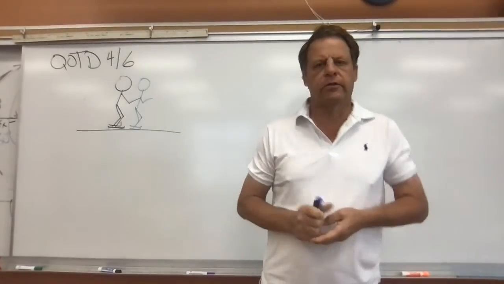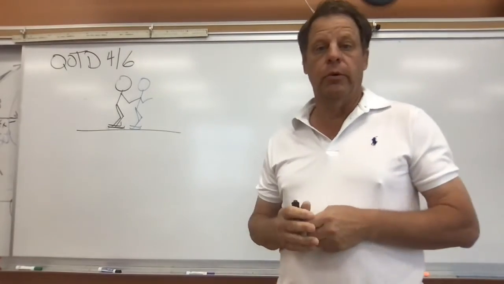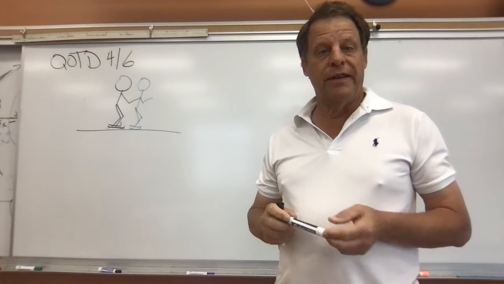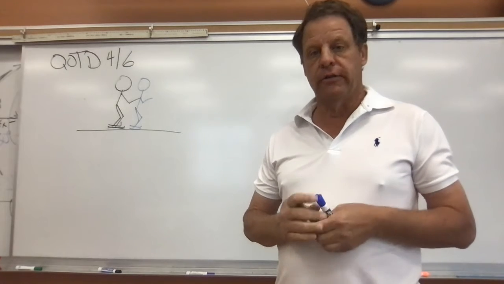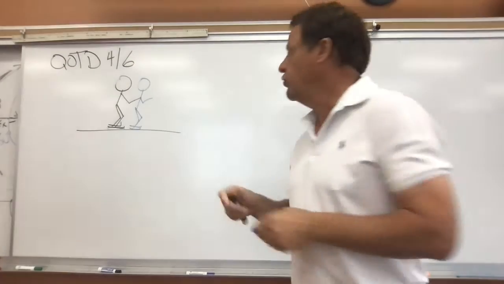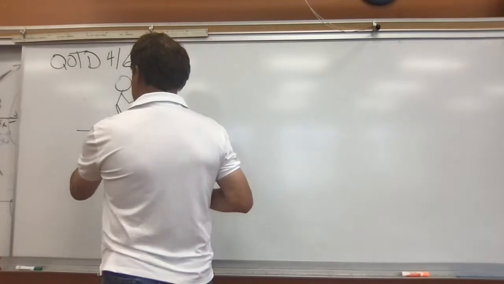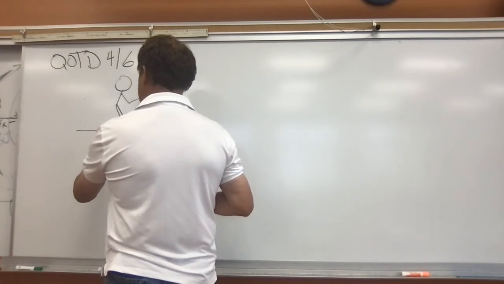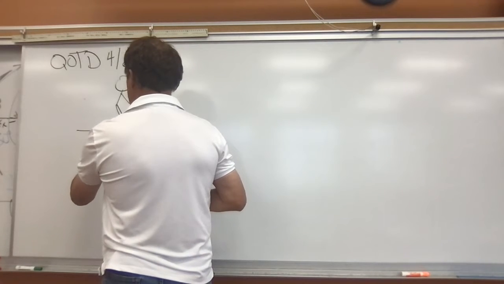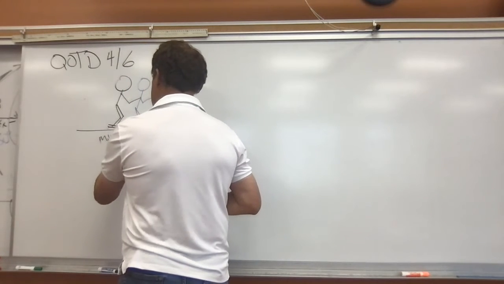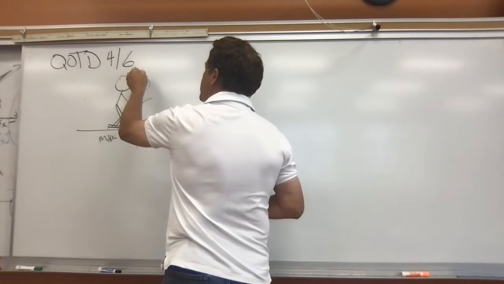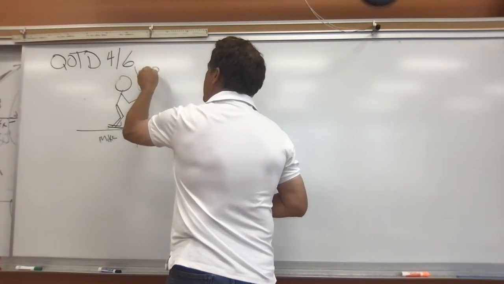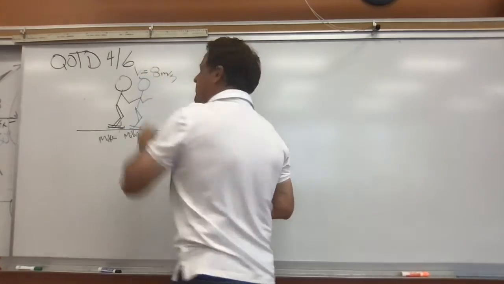Hello, everybody. This is going to be a review of question of the day 4.6. Question of the day 4.6 was a conservation of momentum problem. We've got two skaters, Mike and Millie. Okay, so they have an initial velocity that's equal to 8 meters per second.